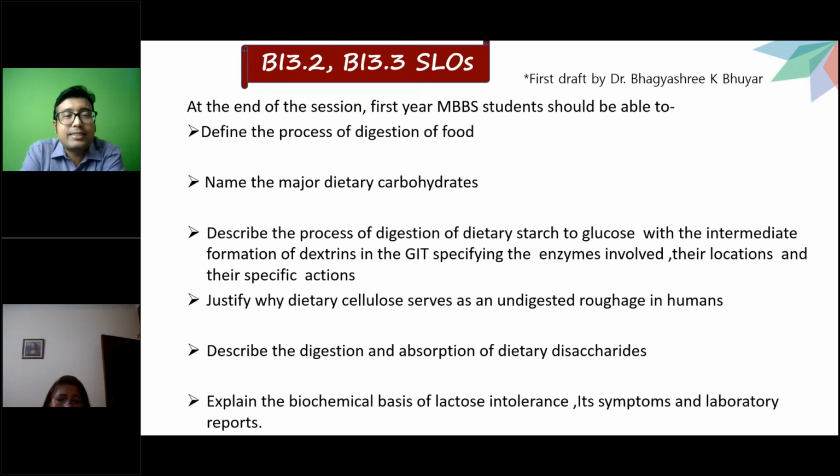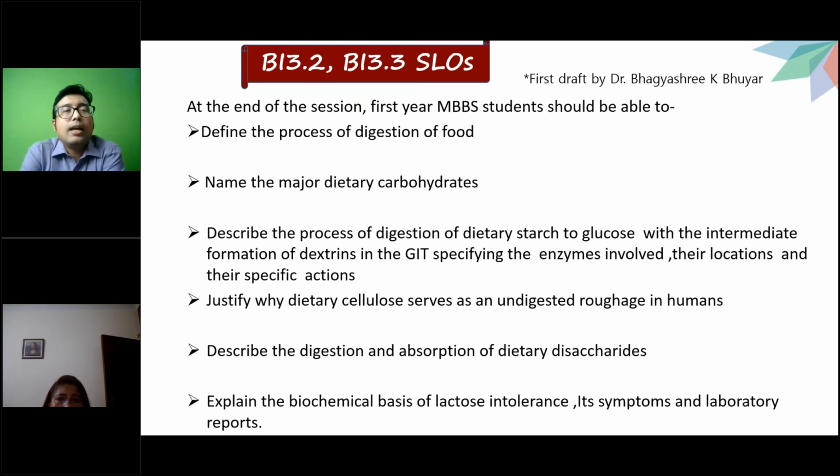Justify why dietary cellulose serves as an undigested roughage in humans. Describe the digestion and absorption of dietary disaccharides. Explain the biochemical basis of lactose intolerance, its symptoms, and laboratory reports.